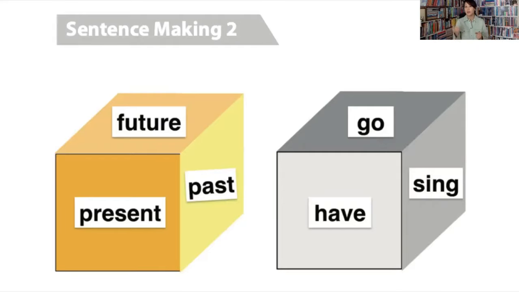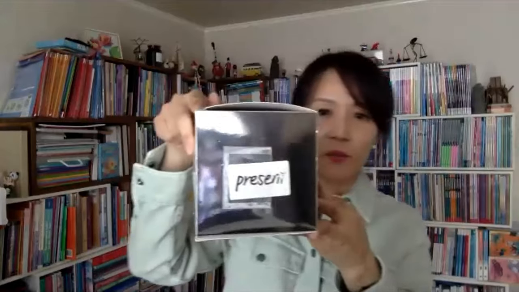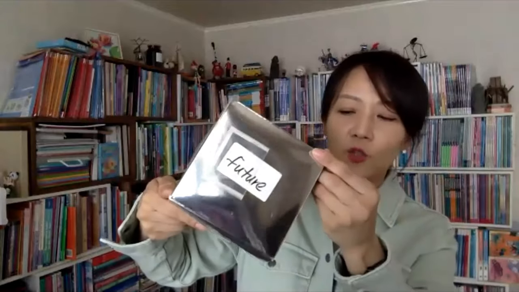At the time, we can make a game with the dice. So let me show you with the real dice. Yeah, real dice. This is the one. Can you see? I put past here, present, past, present, future. So two futures, two present, two past, and the one die and the other die with verbs.